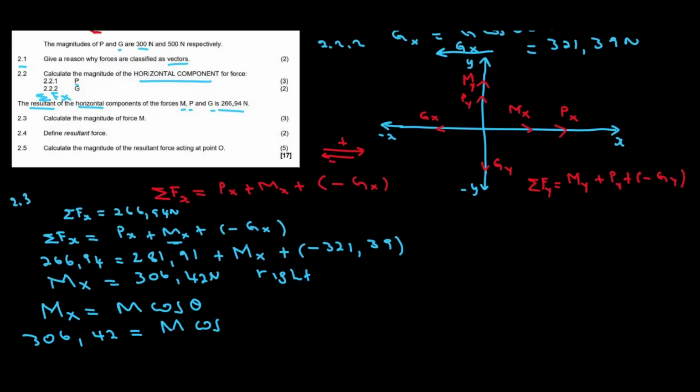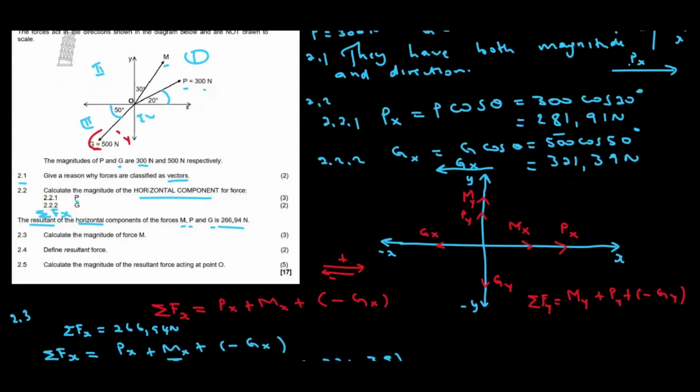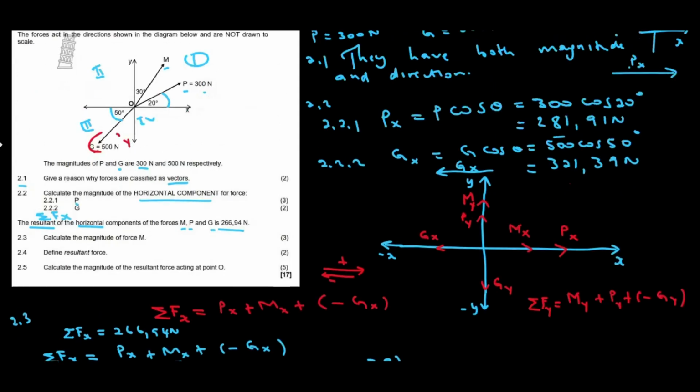What is the angle? So let me scroll up. The angle between M, let me use a different color. Let me use a red. So I'm looking for this angle. Remember, I said the angle must be always the angle between the horizontal and the force. In this case, if you look closely, you can see it is not given. Okay, it is not this 20, right? Again, it is not the 30 degrees up.